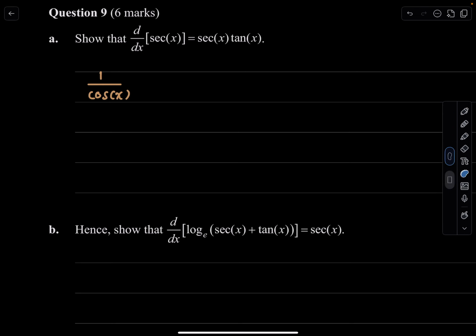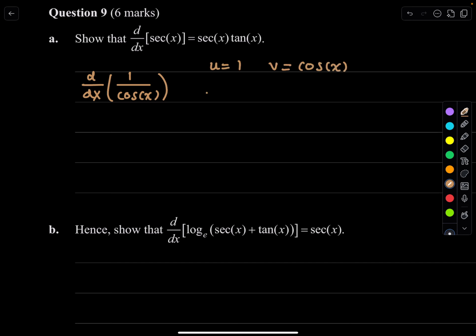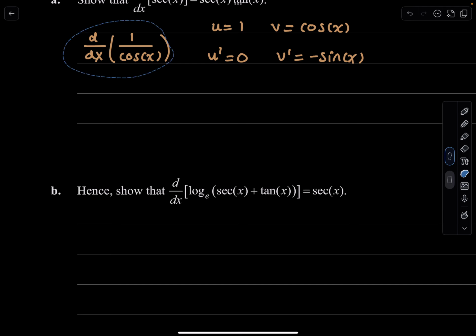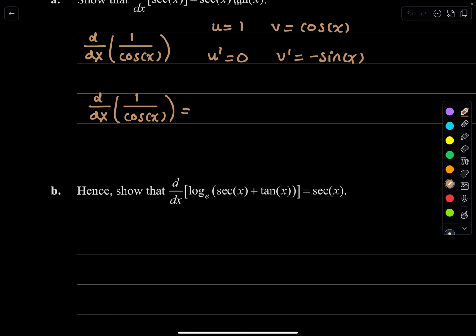If you're deriving 1 over cos x, you're just using the quotient rule because it's two things being divided. So finding the d/dx of this expression, we use the quotient rule, where u is the top part and v is the bottom part. Of course, u dash is 0, v dash is negative sine x. So the derivative is v times u dash, which is 0, minus u times v dash, so negative negative sine x becomes positive sine x, all over v squared, which is cos squared x.